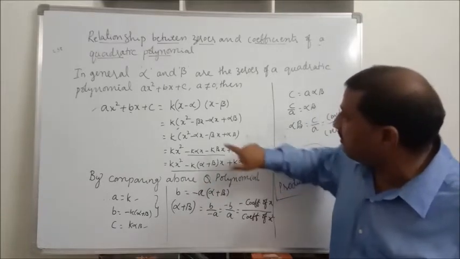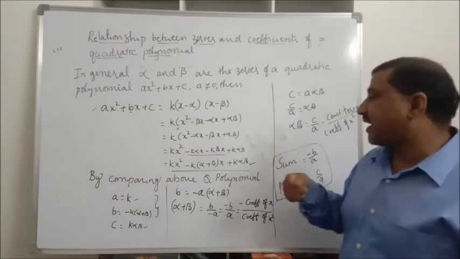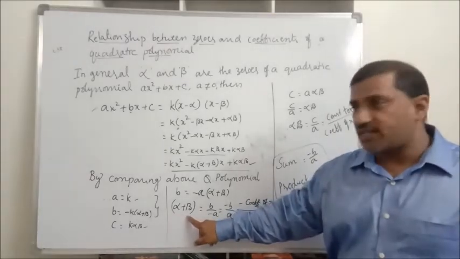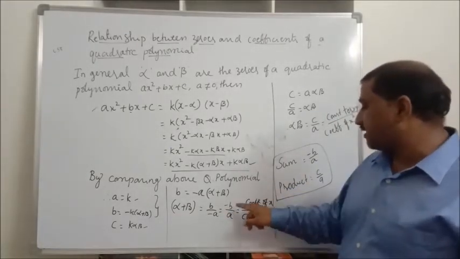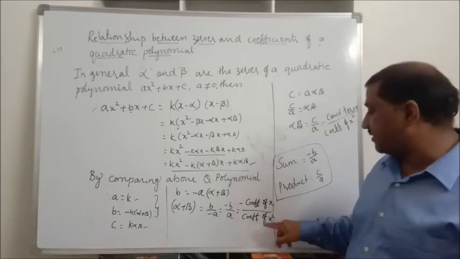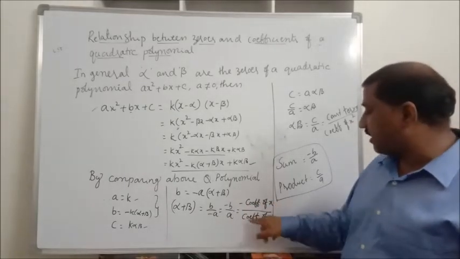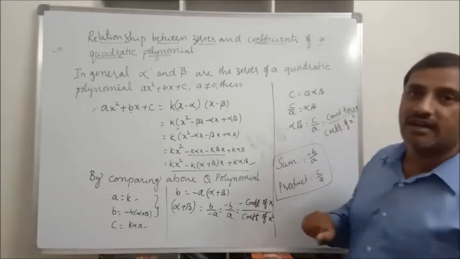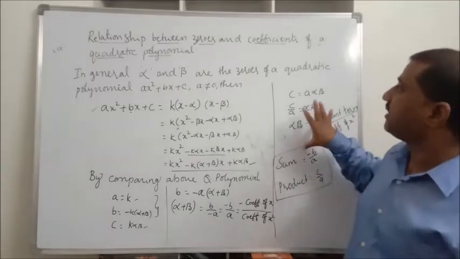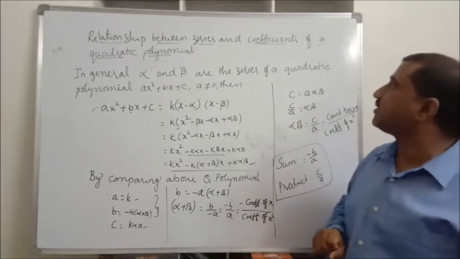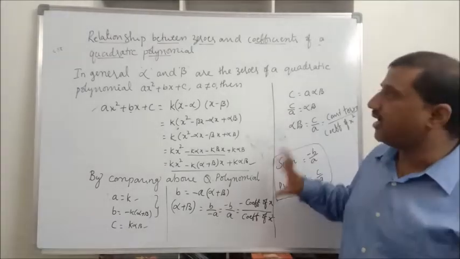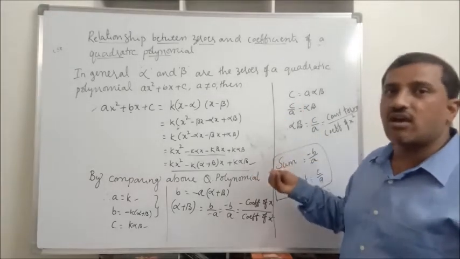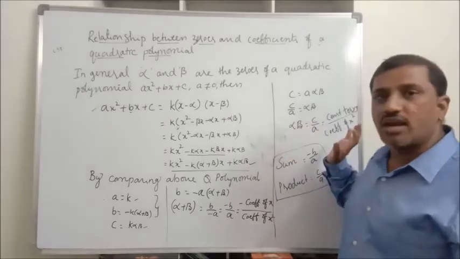Now compare this quadratic polynomial and the given quadratic polynomial. Then write what is a, what is b, what is c. From that we can reach alpha plus beta, the sum of the zeros, is equal to minus b by a, that is minus the coefficient of x divided by the coefficient of x square. The product of the zeros is equal to c by a, that is the constant term divided by the coefficient of x square. So this is about the relationship between zeros and coefficients of a quadratic polynomial. Now we will verify whether this relationship is satisfied with some examples. Is it clear, children?